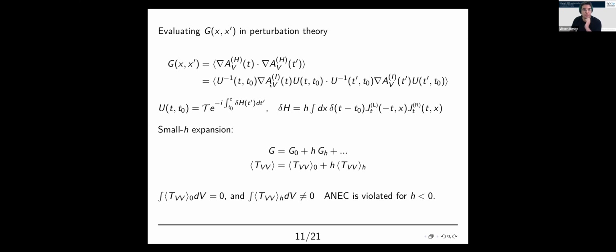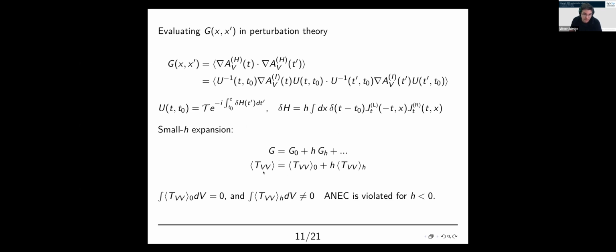So basically here, you can see that in this 2-point function, the interaction piece couples the two sides of the geometry. We can do this calculation at first order in perturbation theory, so we expand this evolution operator to first order. And the parameter h here is the parameter that couples the two sides of the geometry.